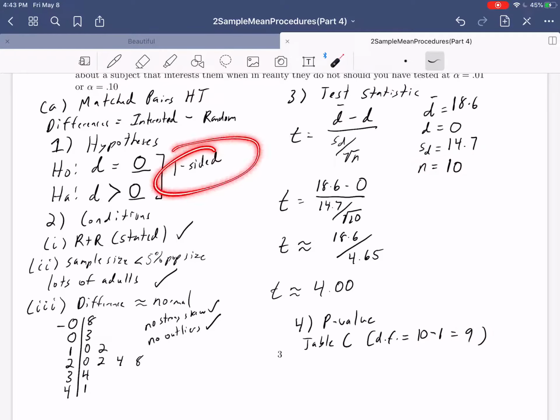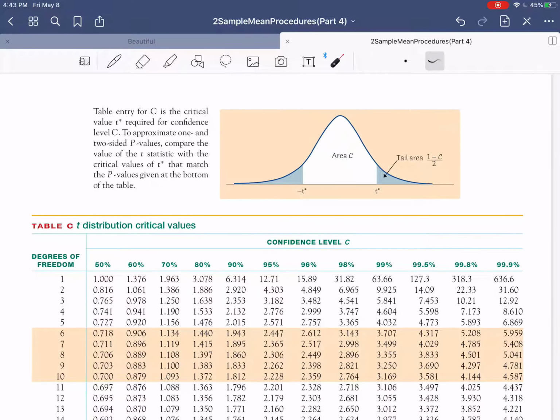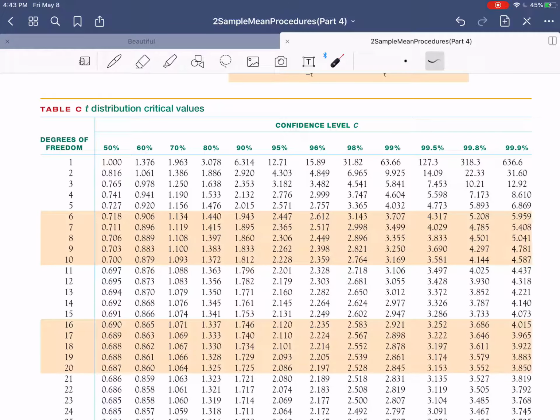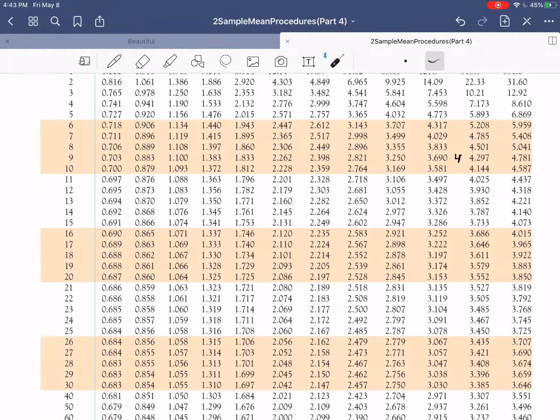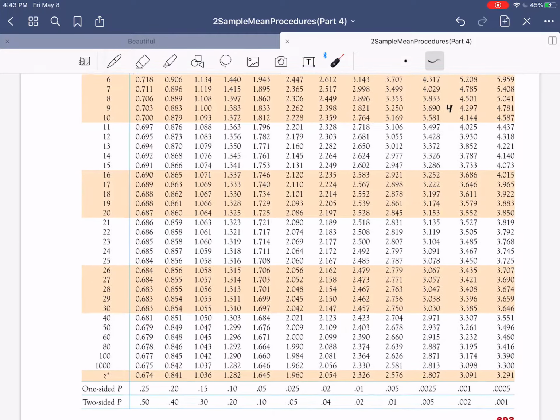Remember, we will also be using our one-sided p-value. So we've got a t-value of 4, degrees of freedom equal to 9. So let's go ahead and look at that. With our 9 degrees of freedom right there, our t-value of 4 puts us somewhere over here. So we get our 4 right there, in between that 3.690 and our 4.297. We'll follow that down. We'll have to zoom out just a little bit. Follow that down to the one-sided p section, and we should find ourselves right there.